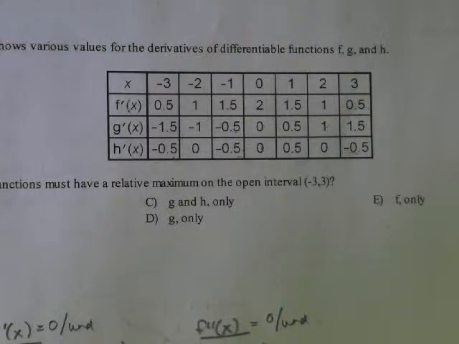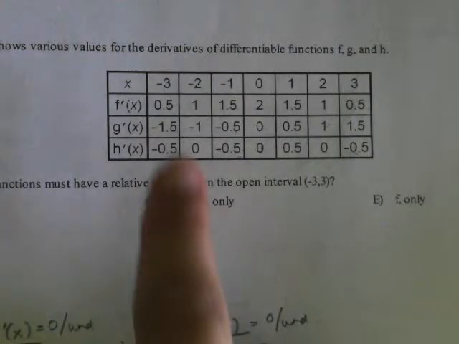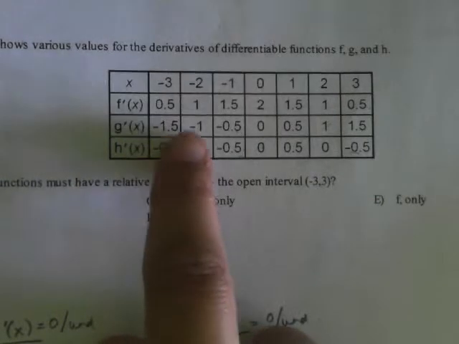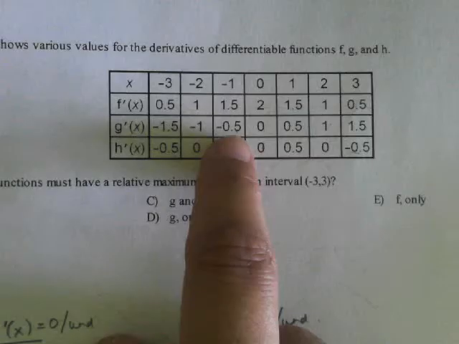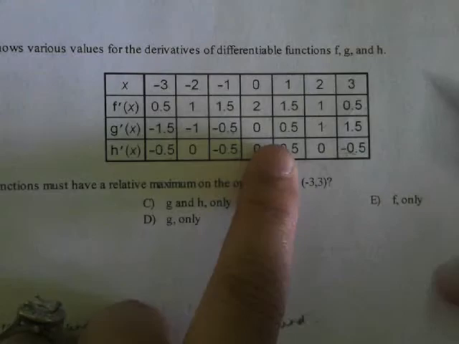Yeah. Say that one more time. G prime is actually the minimum, not maximum. Right, G prime, the fact that it's a negative slope first and then goes to positive, suggests that G prime has a minimum.